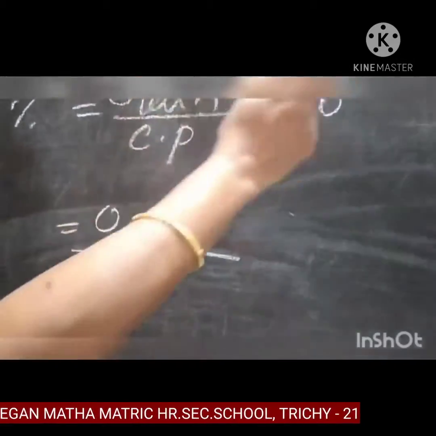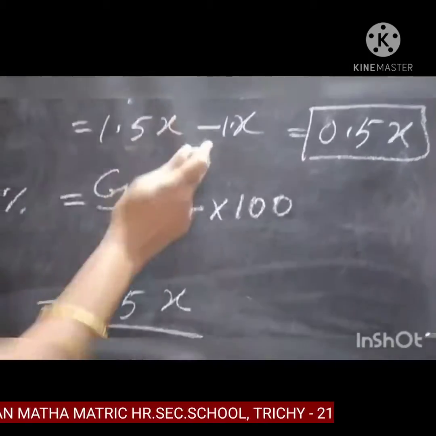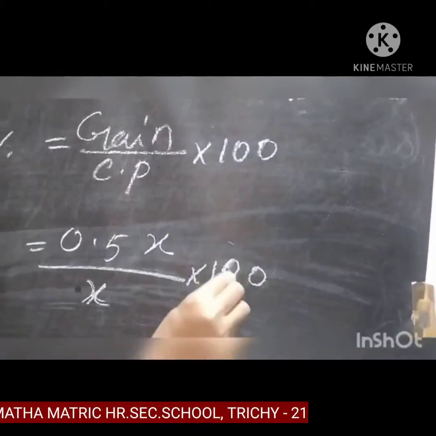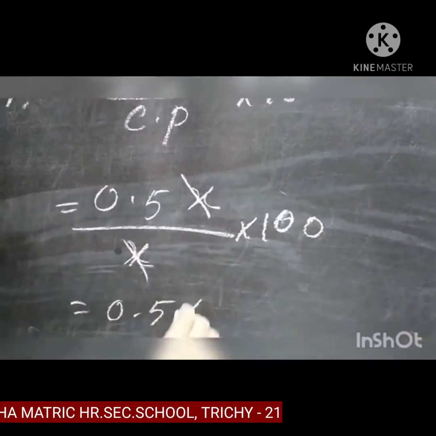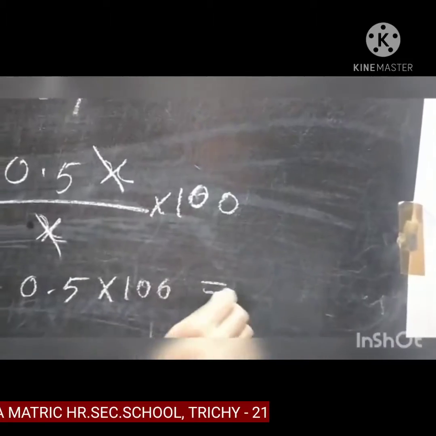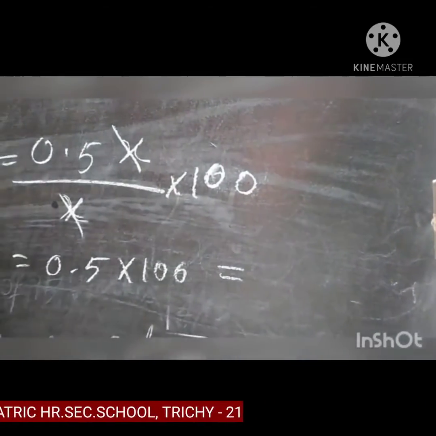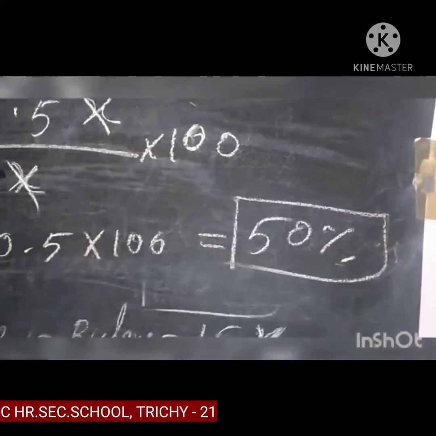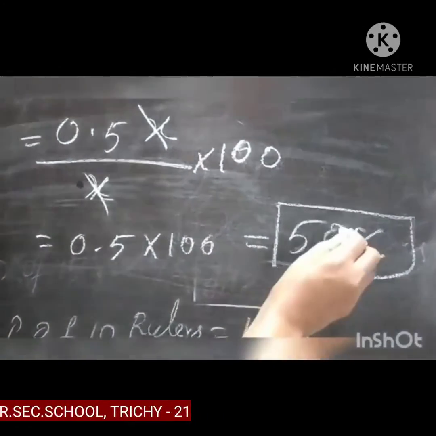So here in this sum, gain is already finished: 0.5x divided by the CP of one ruler, that is x, into 100. You just cancel x and x, and the balance is 0.5 into 100. You have to multiply it. That answer is 50%.